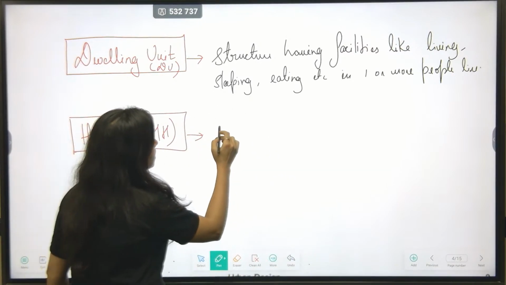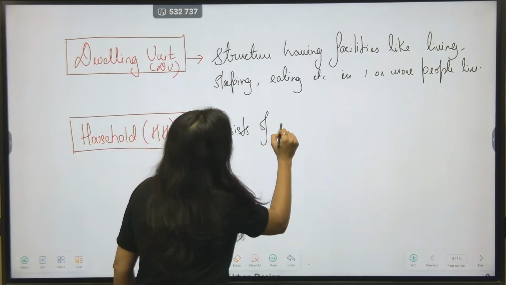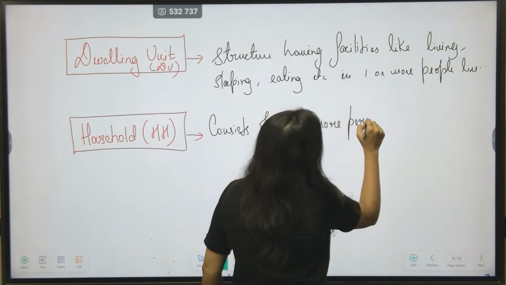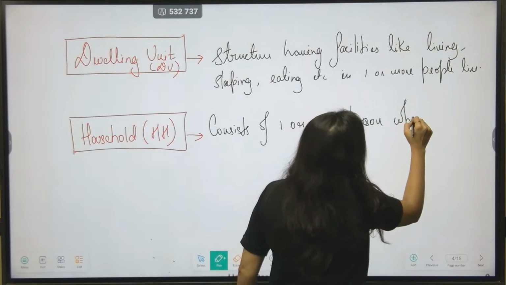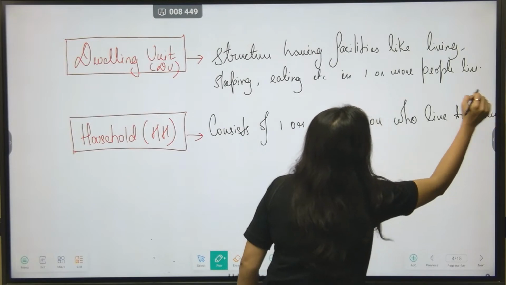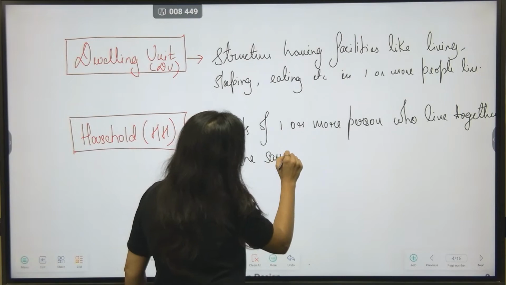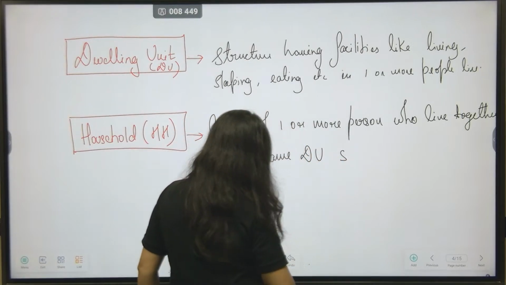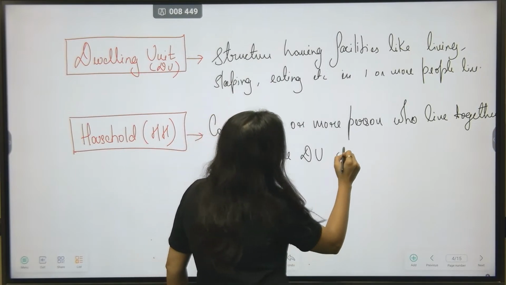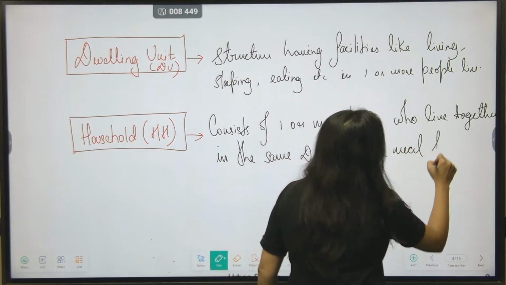So a household consists of one or more persons who live together in the same DU and share meals from the same kitchen.